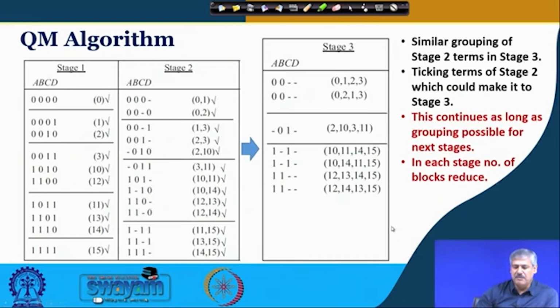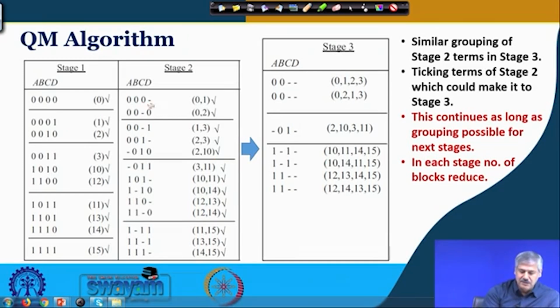So, we have completed stage 2. As I said, it is an iterative process. So, we move to stage 3, and what will we do in stage 3? We shall look at adjacent blocks of stage 2 and see whether they can be combined following the same principle, that is, their two members differ in only one position. Okay. So, let us see whether it is possible or not.